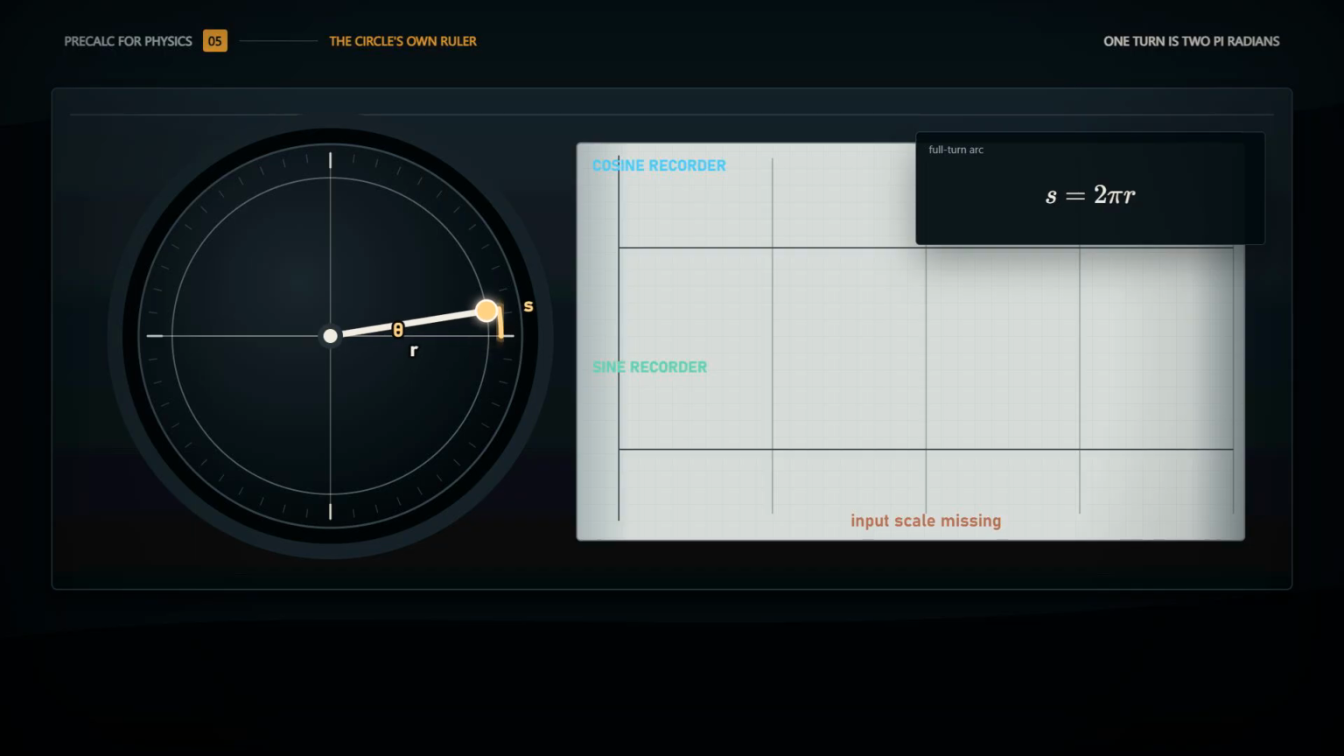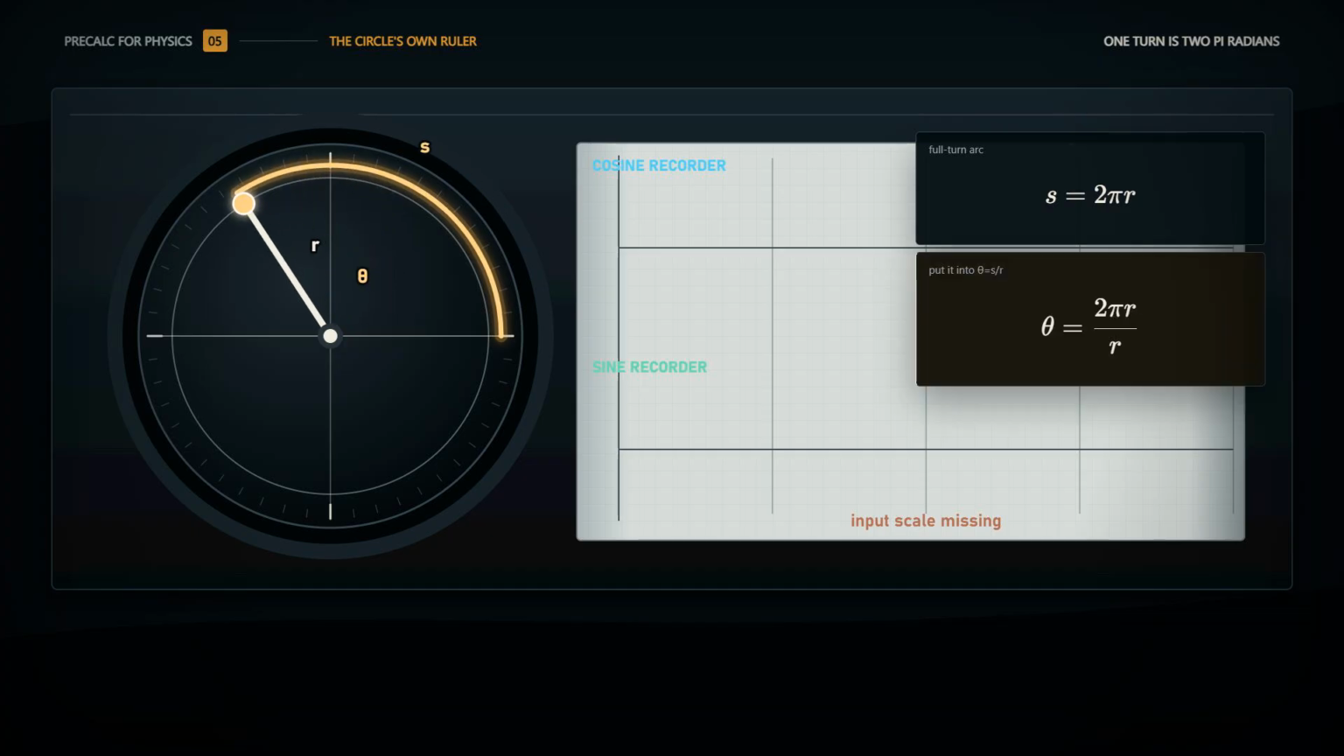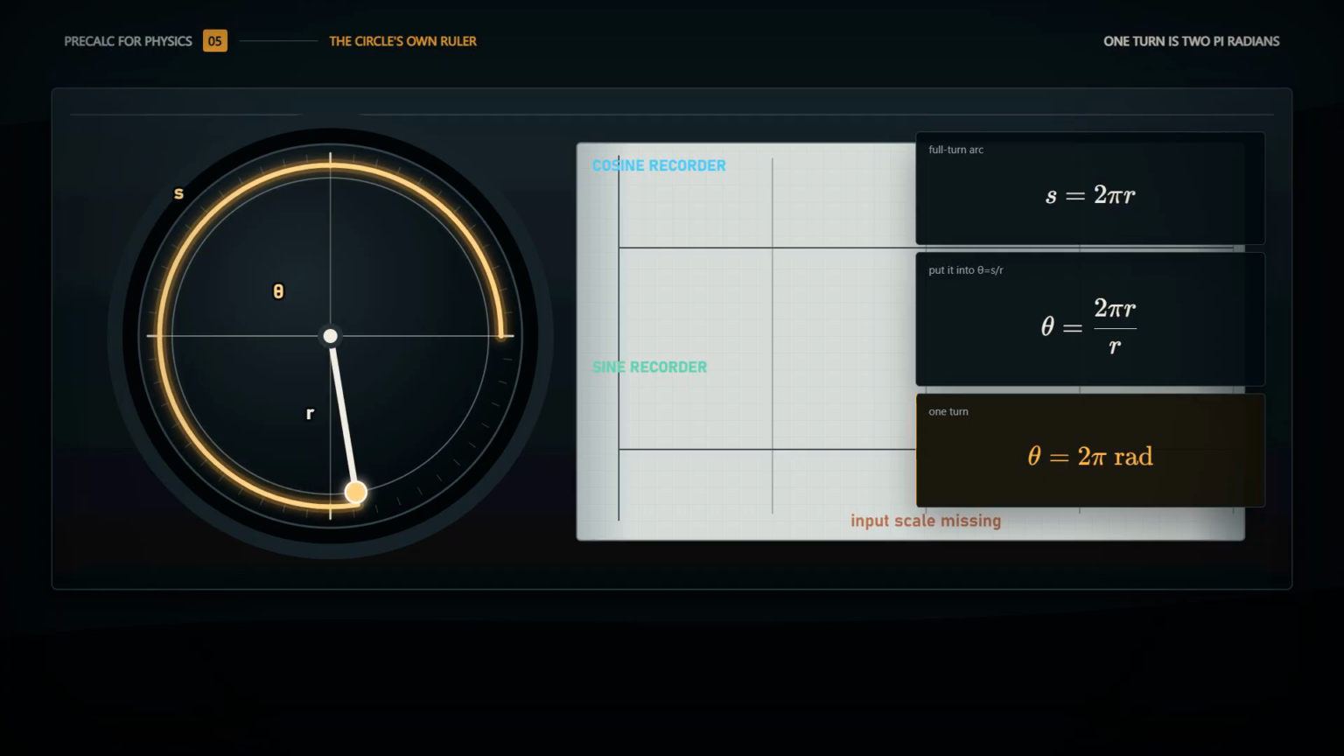For a full turn, S is the entire circumference, 2 pi r. Substitute that arc into theta equals S over r. The radius cancels, leaving 2 pi radians for one complete turn.